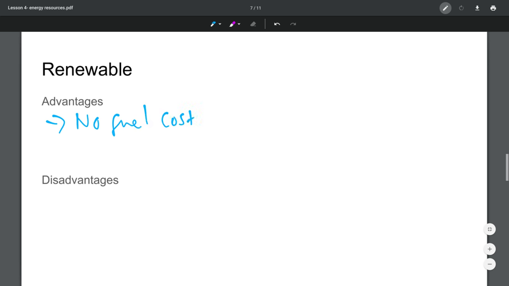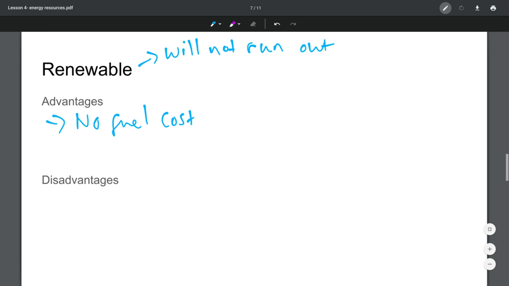So, sorry, I should have said what a renewable one is, really, shouldn't I? A renewable energy resource is something that will not run out, which in itself is also an advantage, isn't it? If it will not run out, then that's an advantage. It's going to keep being there forever. So things like the wind, anything to do with water, waves or tides, or something called hydroelectric, and solar, the sun. Hopefully that's not going to run out anytime soon.